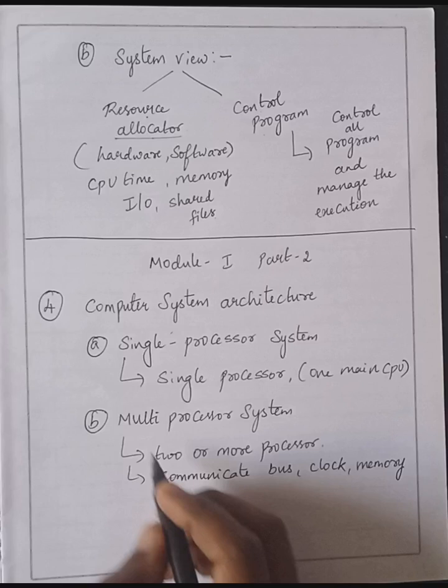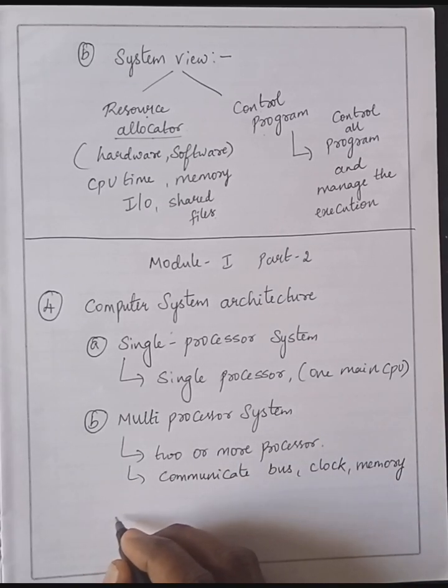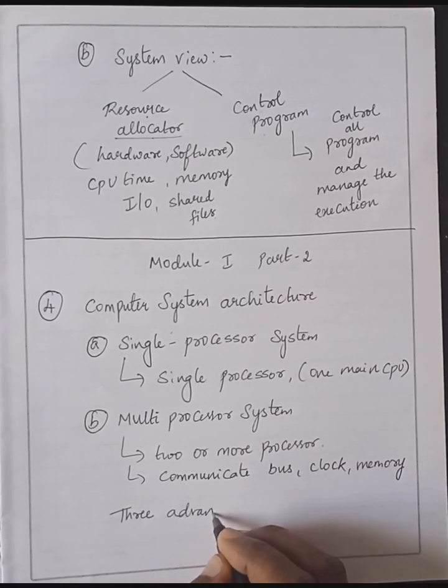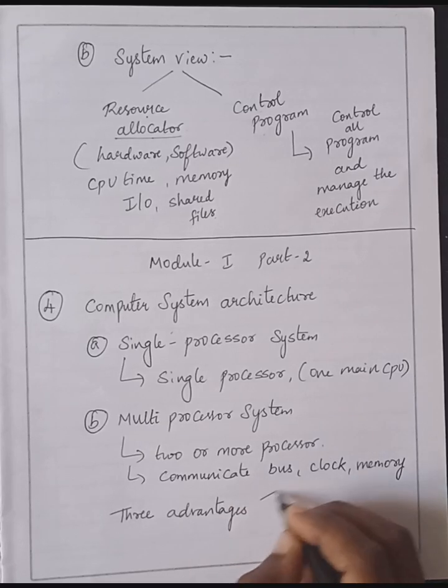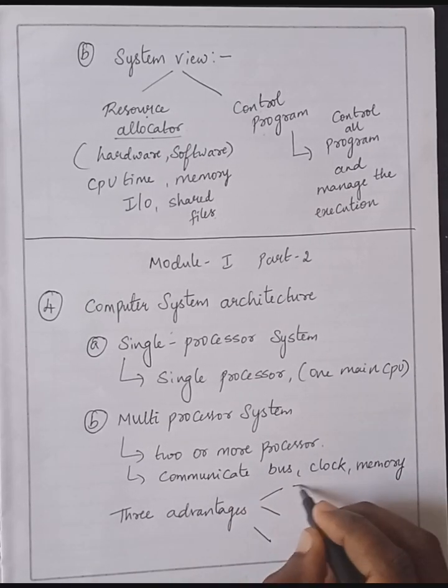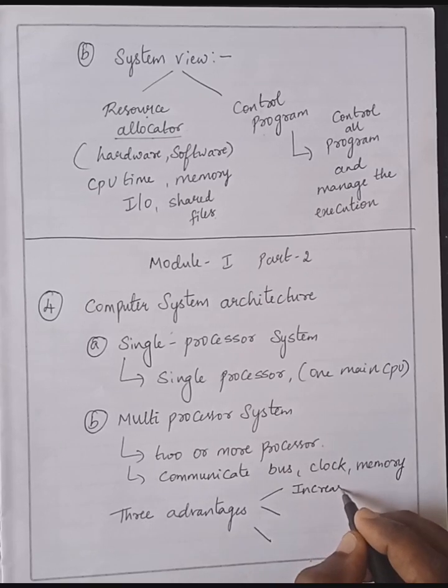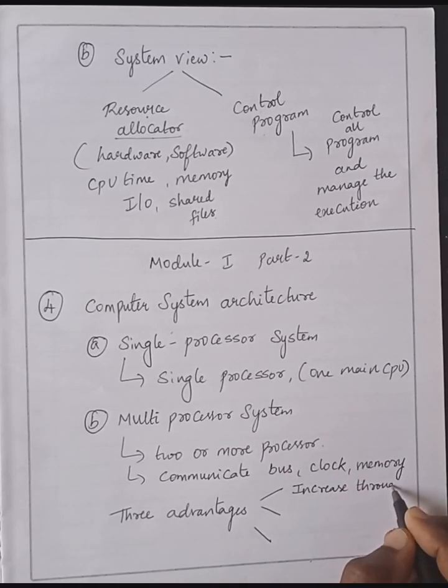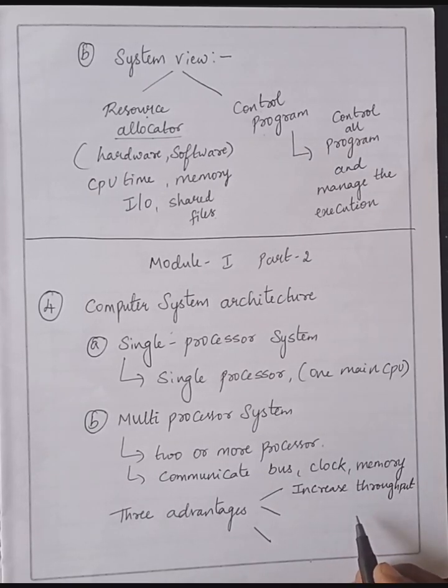In the multiprocessor we have advantages. We have three main advantages of a multiprocessor. Whenever we use a multiprocessor, what are the three main advantages? The first one is increased throughput. Whenever it's a multiprocessor system, it can execute different programs simultaneously, at the same time, so it increases the overall output. That is nothing but increased throughput.